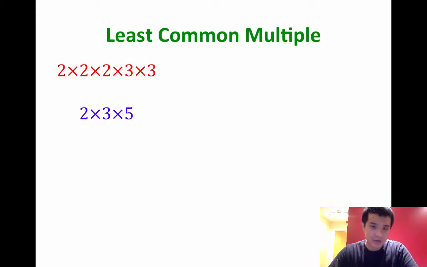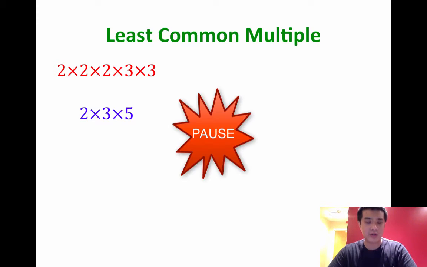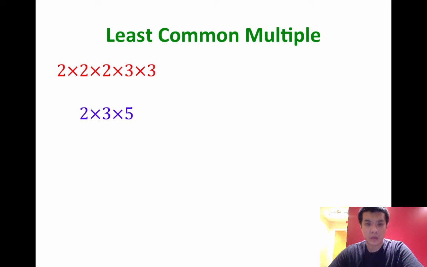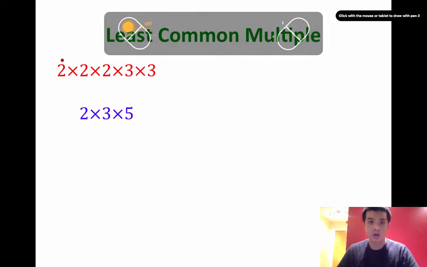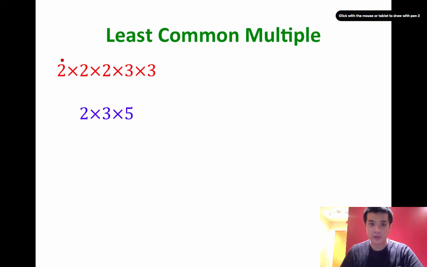So, let's start with the first one. We have the prime factorization of two numbers here. What two numbers are those? I want you to pause the video and figure out what two numbers are those. Those two numbers are 72 and 30.